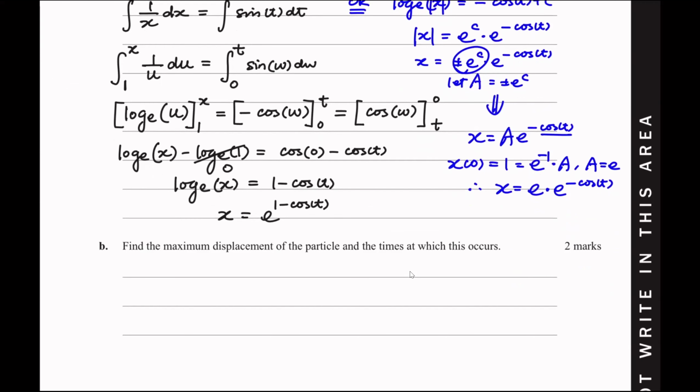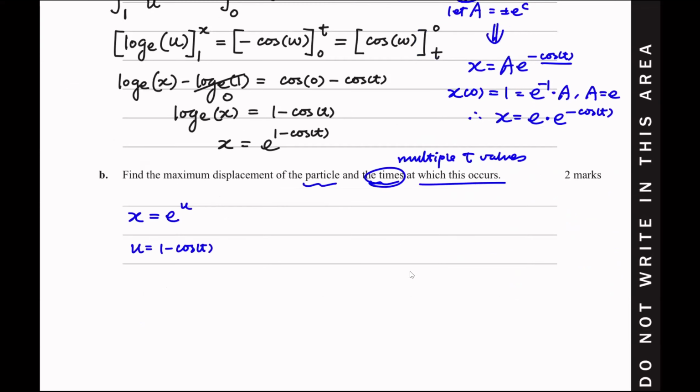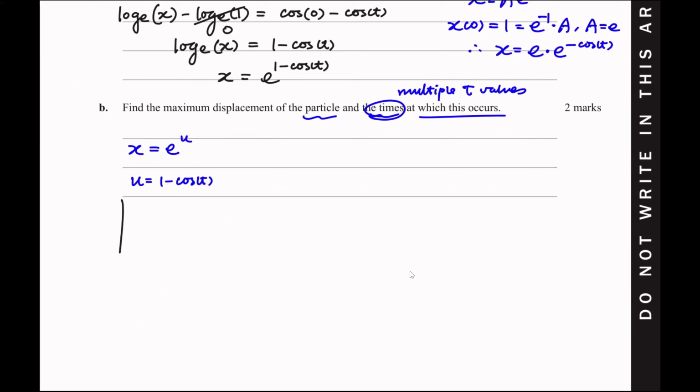Find the maximum displacement of the particle and the multiple t values at which this maximum occurs. So look at the structure, x is e to the power u, and u equals 1 minus cosine t. So if you sketch the graph of 1 minus cosine t, it has an equilibrium position at 1, maximum is 2, and minimum is 0. So it's going up, maximum, down here, okay? Make sure you recognize this is a flipped cosine graph. So this is 2 pi, this is pi.